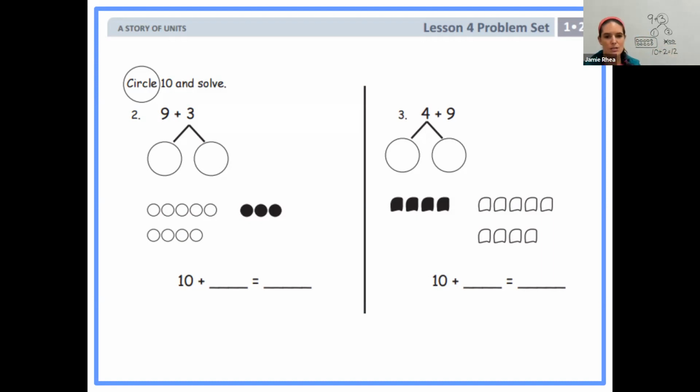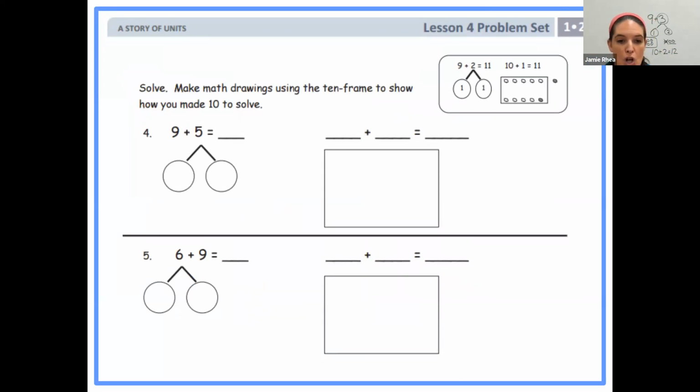Okay, now it told you to circle 10. What did I do instead? I put a 10 box around it, didn't I? Or 10 frame. Yeah, so it's okay if you do that too. Okay, you're gonna do 1 and 2. Or I'm sorry, not 1 and 2, but 1 and 3. Let's look at number 4. Solve. Make math drawings using the 10 frame to show how you made 10 to solve. Now, if you look up here, there's a little example in the box. This is not the answer to these. So let's look at number 4 and see how to do it.